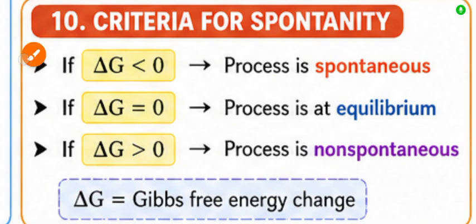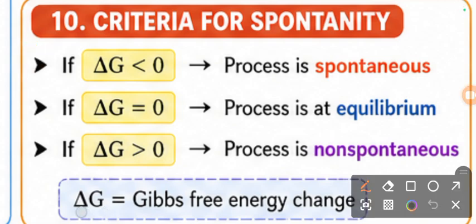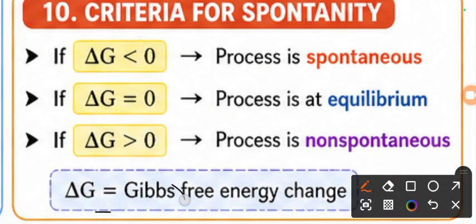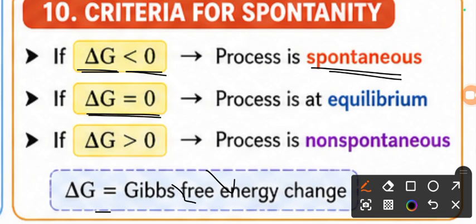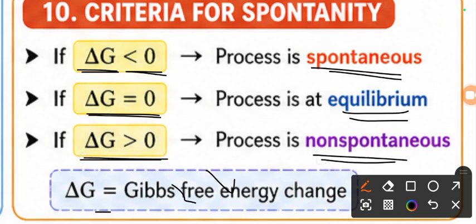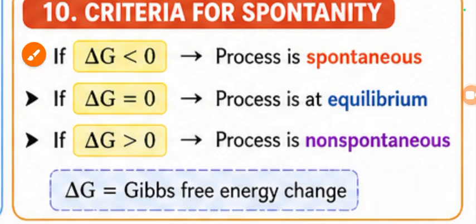Another very important topic here is based on delta G, Gibbs free energy, how to decide the spontaneity of the reaction. If Gibbs free energy is less than 0, that process is spontaneous. If delta G is exactly equal to 0, the process is at equilibrium. If delta G is greater than 0, the process is non-spontaneous. This is also very important for the exam.